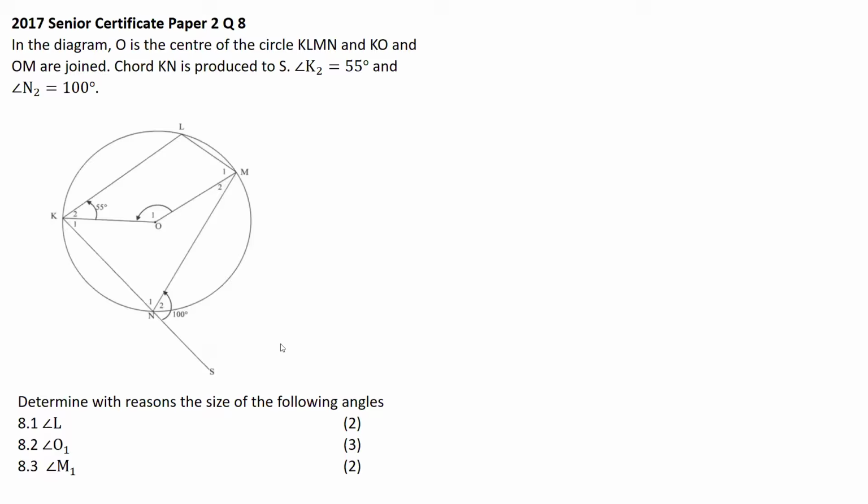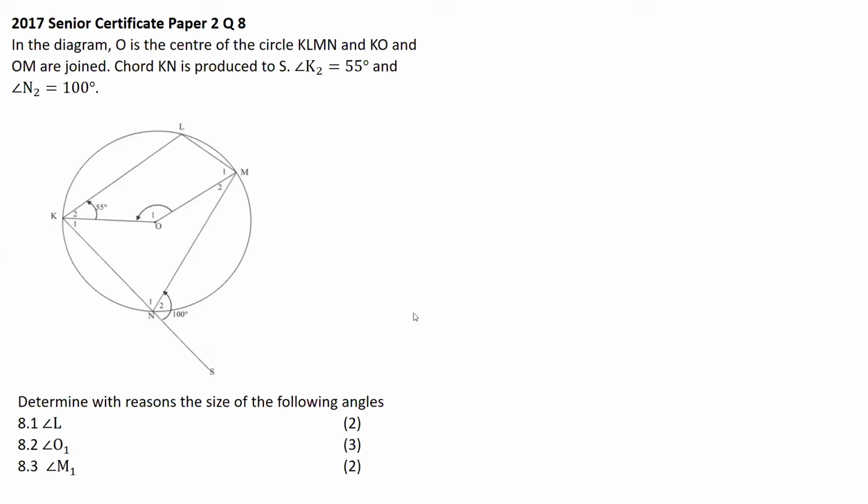So the question said, in the diagram, O is the center, very important, of the circle K, L, M, N, and K, O and O, M are joined. Chord K, N is produced to S, K2 is 55, and N2 is 100. To begin with, determine with reasons the size of the following angles.